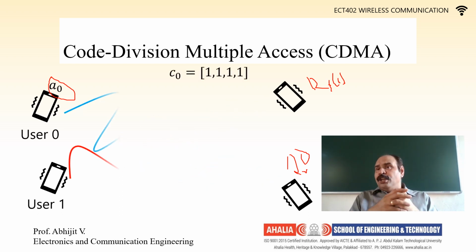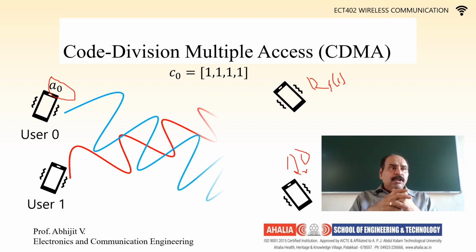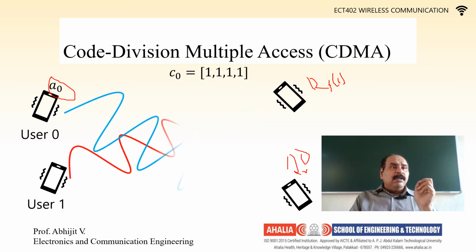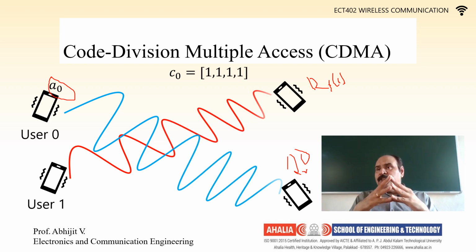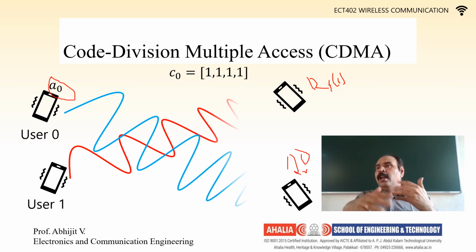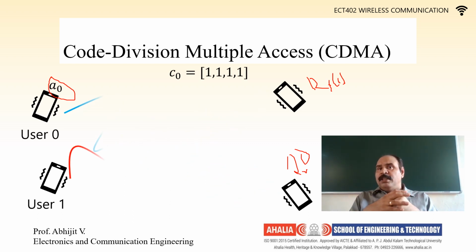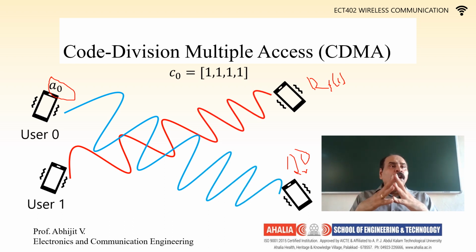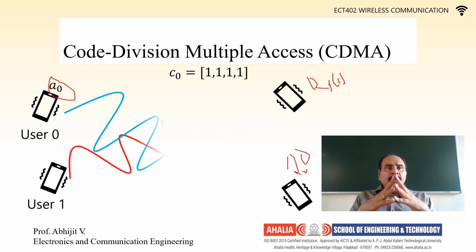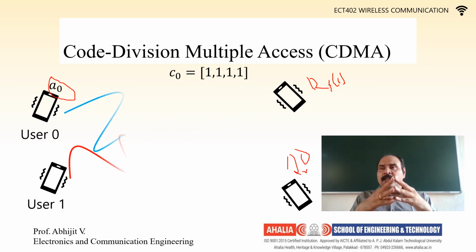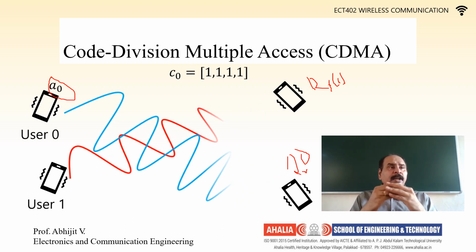Let us introduce a term called C naught. C naught is a unique code. Let us give an example. I'm teaching you CDMA with an example, and this is the best way with which you can understand CDMA. Later on, please do not claim that you did not understand CDMA, because this is the easiest way. If you have any queries in between, you can stop me and ask me.